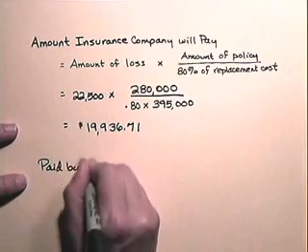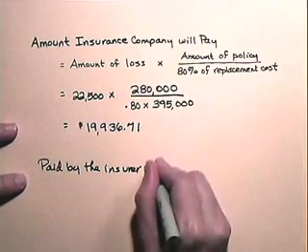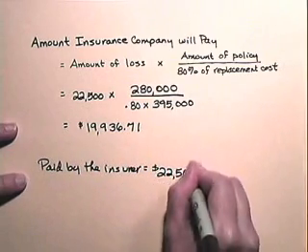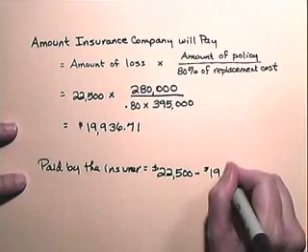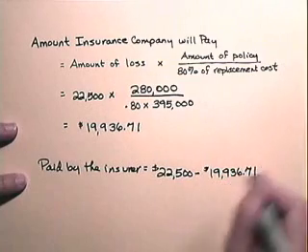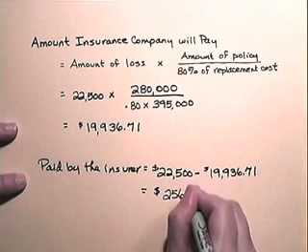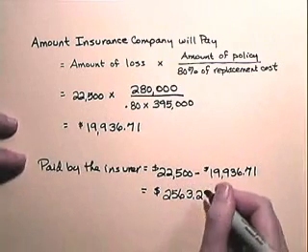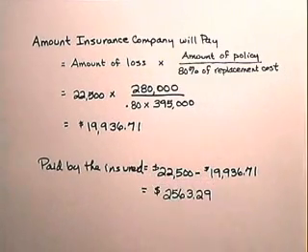The amount paid by the insured will be the $22,500 of the loss, subtract the amount paid by the insurance company, $19,936.71, which will be $2,563.29. Of course, this should be paid by the insured, and so the gift shop will pay $2,563.29 in this fire loss.